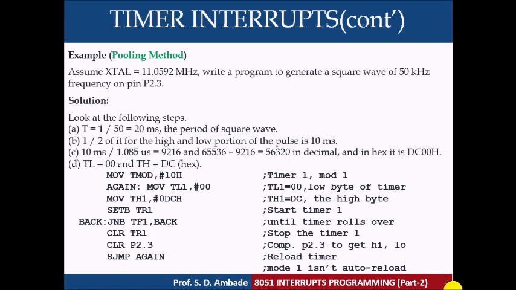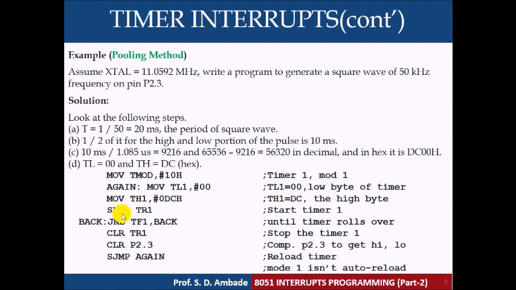What we have to do first, we have to configure the timer mode. MOV TMOD, #10H for using timer 1 in mode 1. Then again MOV TL1, #0, loading the 00 value in the TL1 register, the lower byte of the timer. MOV TH1, #0DCH, loading the higher byte value in the TH1 register.